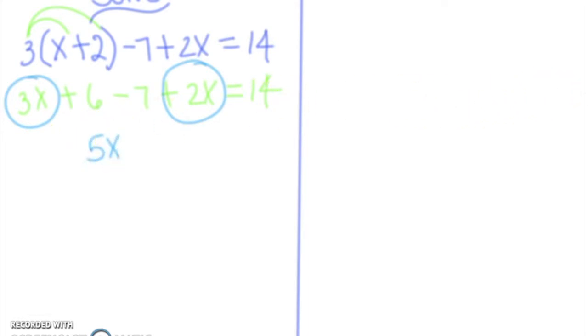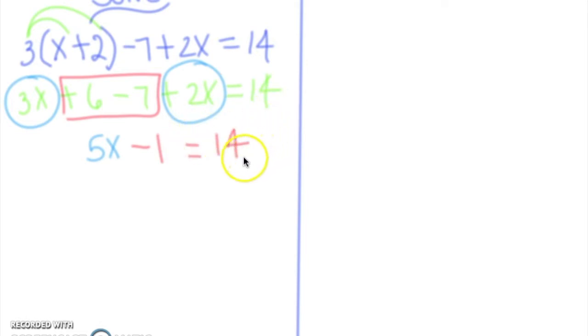Okay, there's also something else I can combine. I have my positive 6 and my negative 7. So let's go ahead and do the math. 6 minus 7, that would leave me with negative 1. And that's going to equal 14.